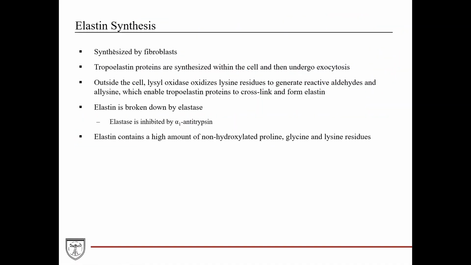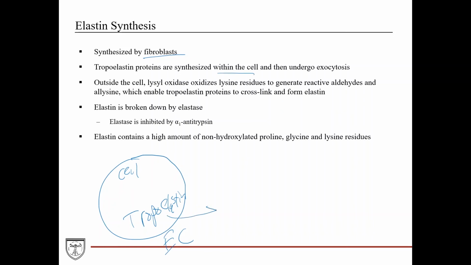Elastin, like collagen, is synthesized by fibroblasts. And so the synthesis is very similar to collagen, and a lot of the terms are very similar. So you have within the cell here, and then you have outside the cell here. And tropoelastin is synthesized within the cell, and then it undergoes exocytosis to go outside the cell.